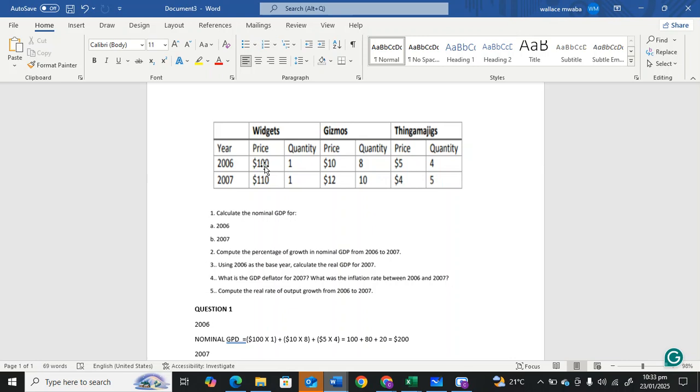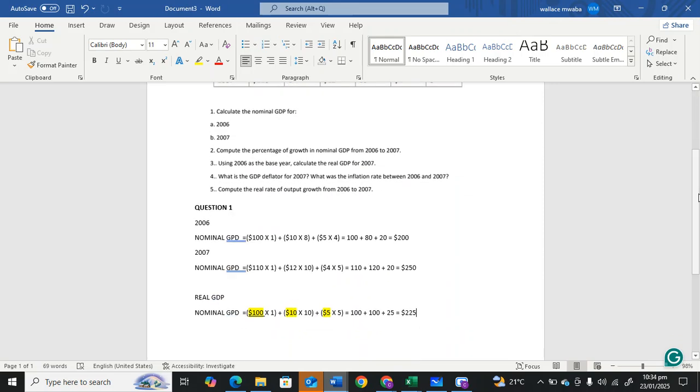So just remember, real GDP uses base year's prices. That's how you're adjusting for inflation, using the base year's prices because you are holding the prices constant. Meaning the price is not going to change; it stays constant, so that you can see in actuality if your productivity has increased or not.